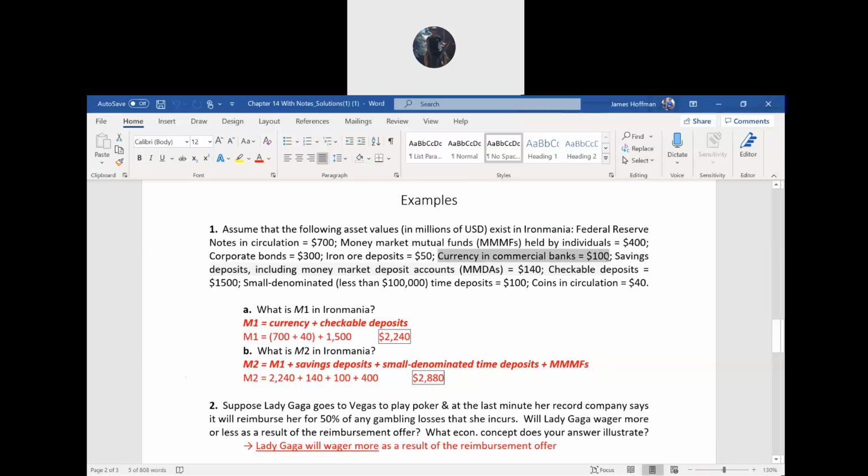And you see here currency in commercial banks. Now you don't want to count that because you're counting it from the checkable deposit side. If you count the customer side deposits and the currency in the banks, you're going to double count. So only count the checkable deposits, not the money in the banks, to avoid double counting. All right, then you've got savings deposits, which go into M2. Checkable deposits, yeah. All right, so everything else is.